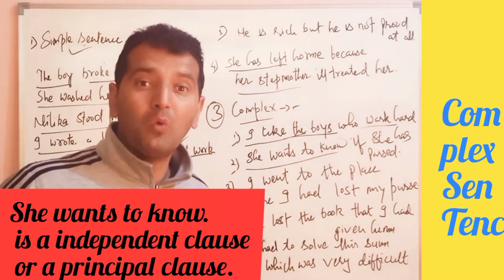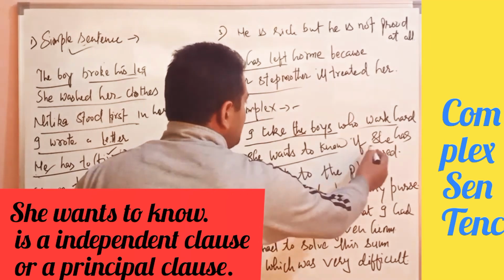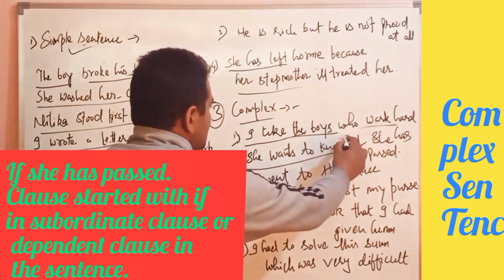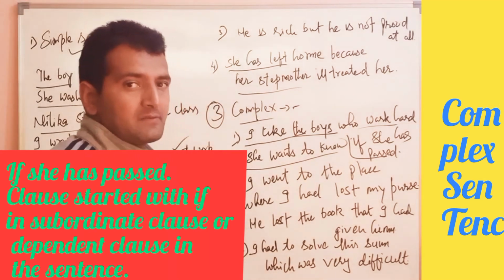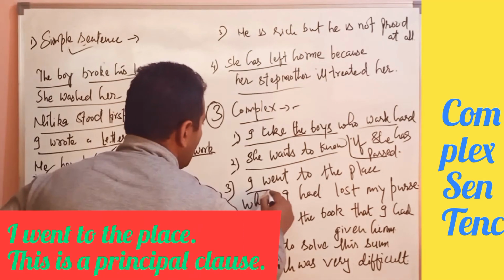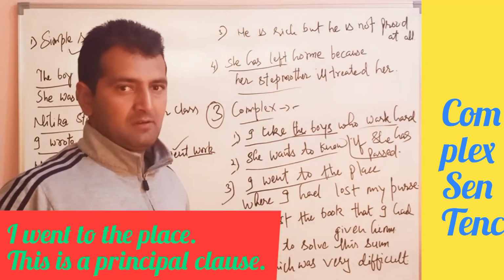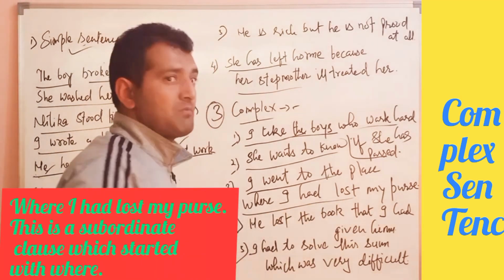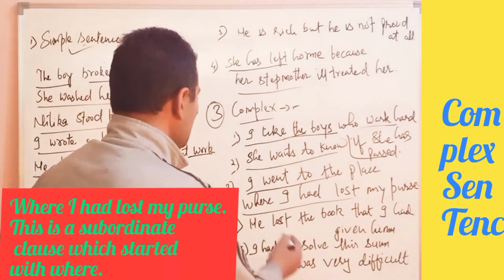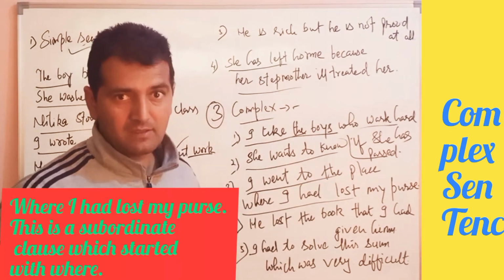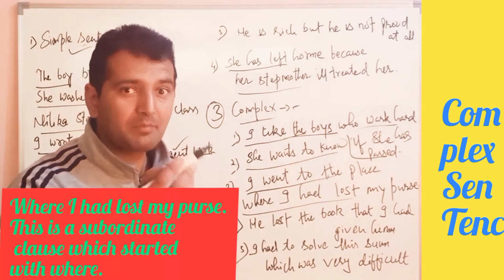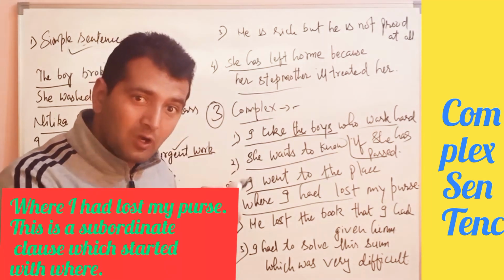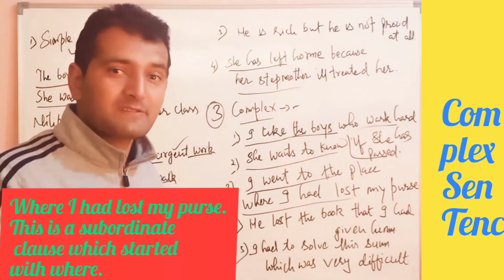Next, she wants to know. Independent. If she has passed, whether she has passed. Here it is dependent. And I went to the place. Which place did I go to? Where I had lost my purse. I went to the place, where I had lost my purse. This tells us that it is a complex sentence.